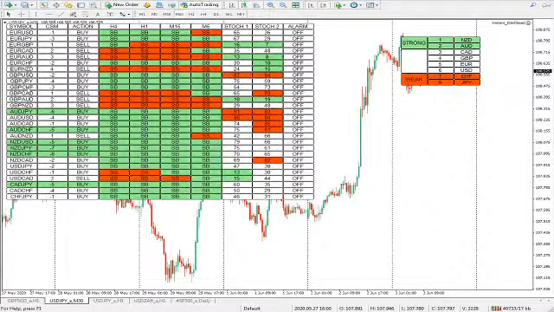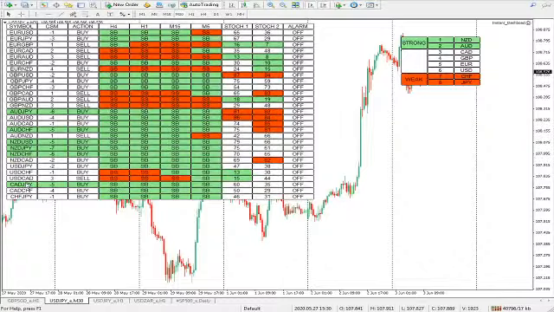JPY, GBP CHF. All of them have an active uptrend, and then we have GBP CAD, GBP AUD, GBP NZD. All are downtrend, and then we have AUD JPY, AUD USD, AUD CAD, AUD CHF, AUD NZD. We have NZD USD, NZD JPY, NZD CHF, NZD CAD. We have USD JPY. All of them have an active uptrend, except for AUD NZD, where we have a downtrend on the 5-minute chart.